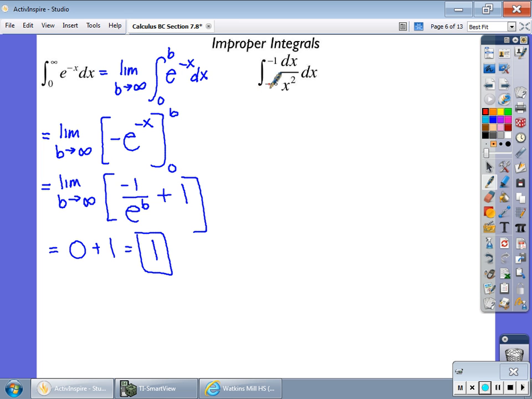So the integral from negative infinity to negative 1, now it's our lower limit of integration. So we're going to say this is the limit as a approaches negative infinity of the integral from a to negative 1 of x to the negative second dx. Now before we start this, let's think about what we're doing here. We're going from negative infinity to negative 1 of 1 over x squared. We looked at that earlier.